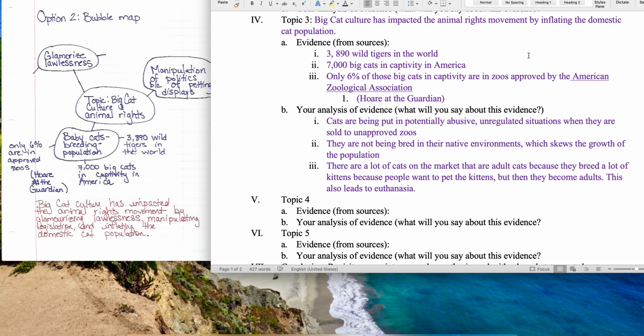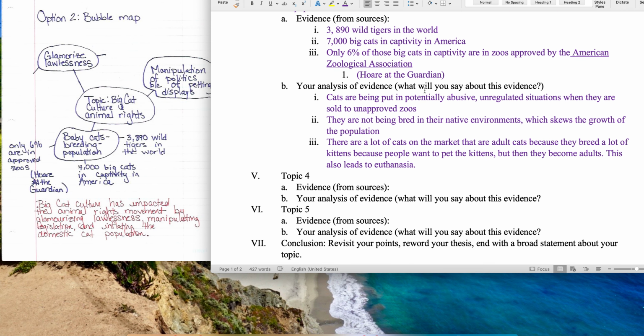I know that's not the name of the association, but I don't have it right here at my fingertips, so I underlined that so I know to go back and look for it. Then my analysis about the evidence is: after thinking about these facts, what am I going to say about them? What is the interpretation that I'm going to make about them?